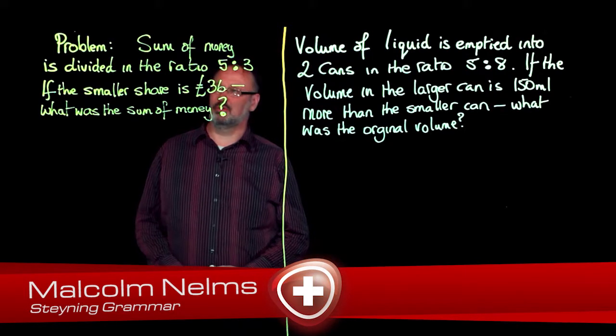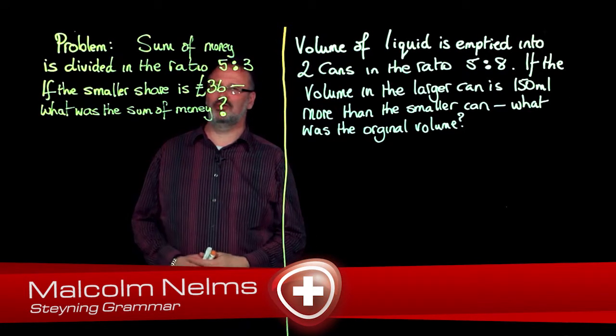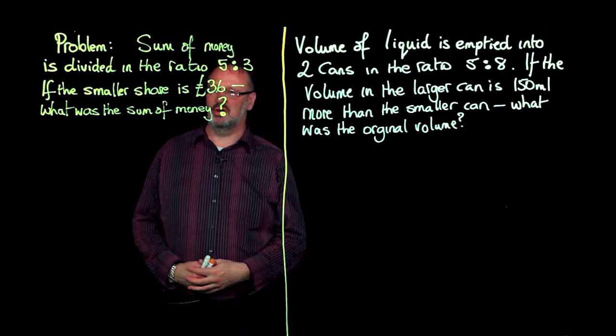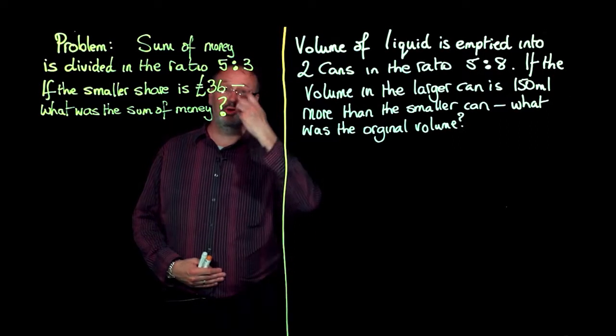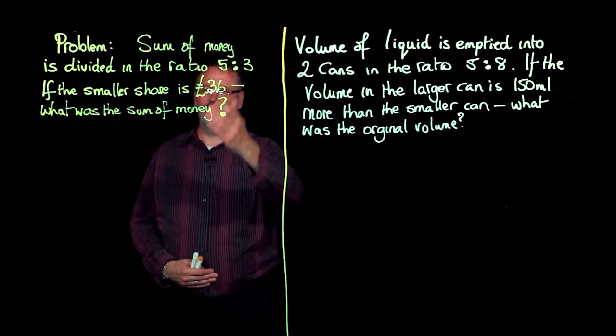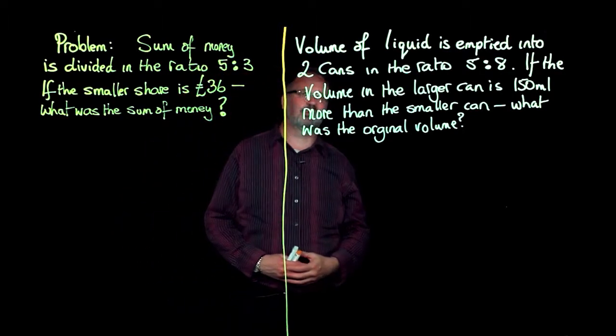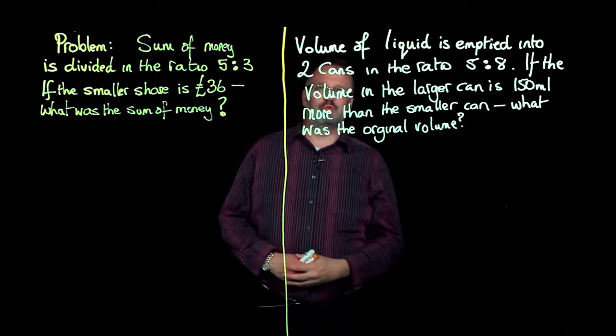We have two ratio problems here. Firstly, a sum of money is divided in the ratio of 5:3, where the smaller share is £36. In other words, the person here getting the 3 shares receives £36. My second problem is more complex.